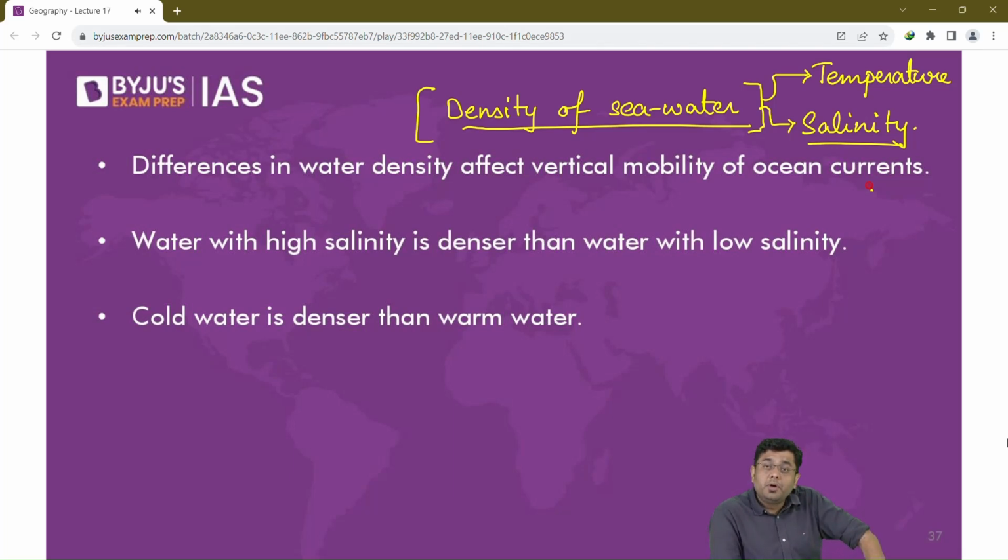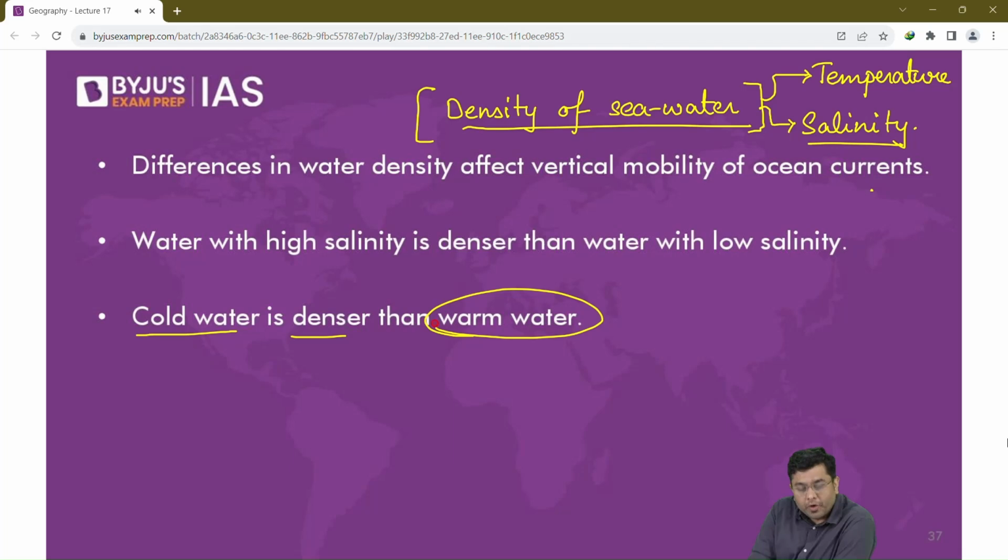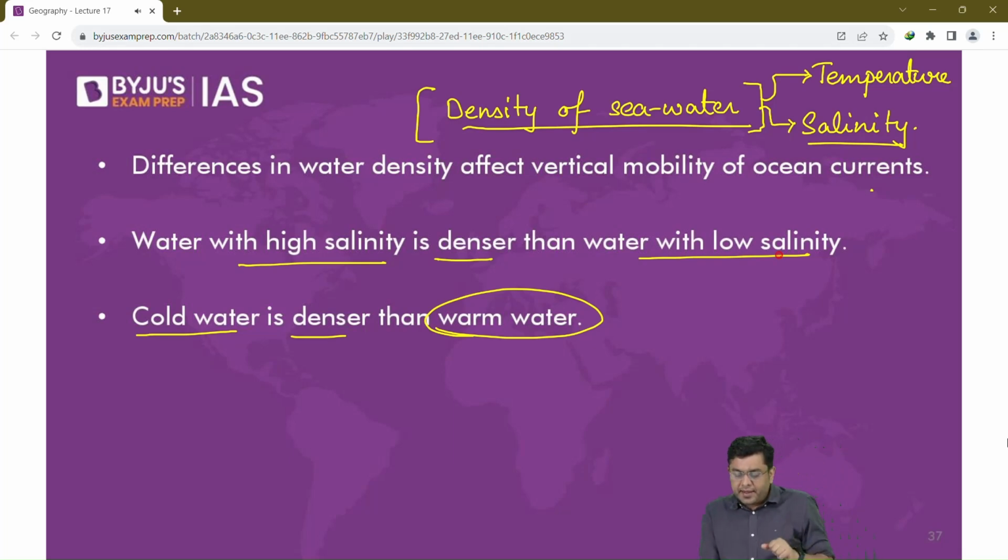Okay. So in this case, when we talk about density, because water is warm, particles will escape each other. So the density will reduce. If the water is very cold, the particles will come closer, just like in the case of air. They will pack themselves closer to each other. So then the density will be higher, isn't it? So cold water is denser than warm water. And water with high salinity is denser than water with low salinity.